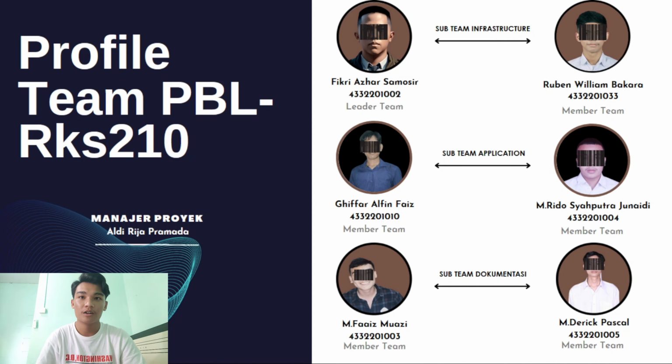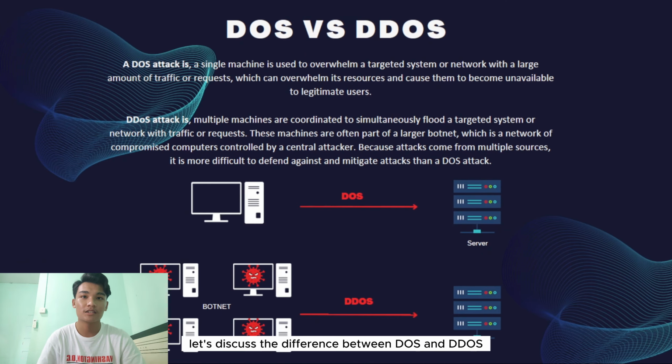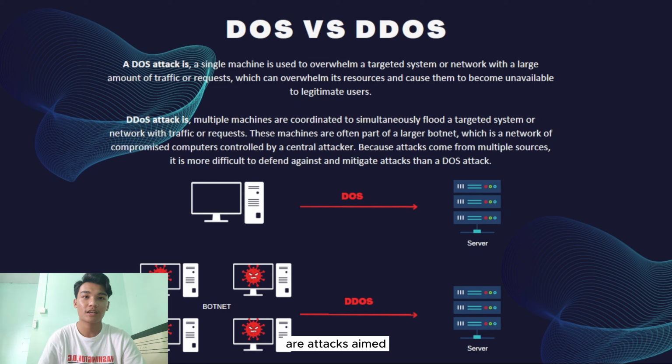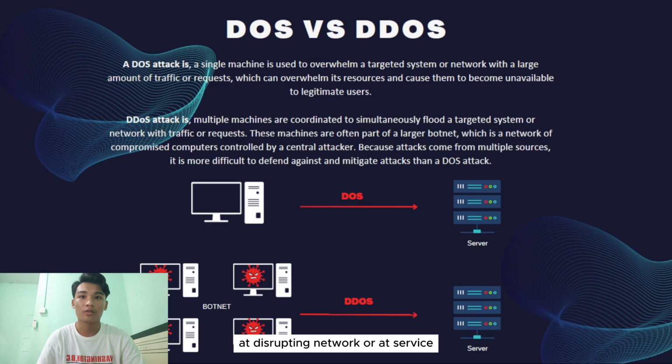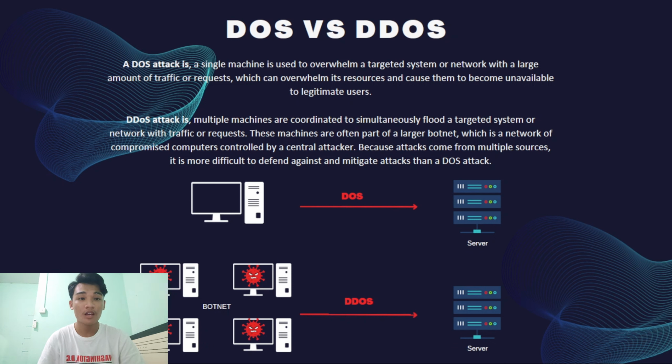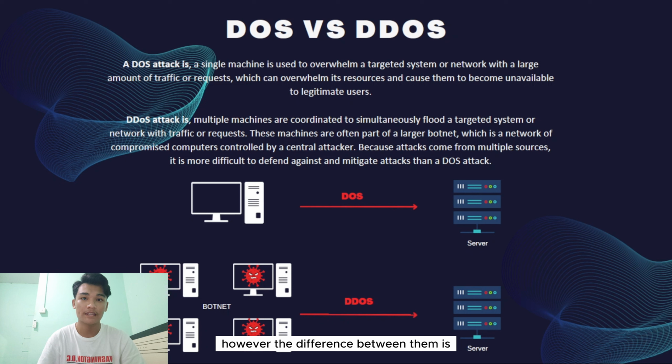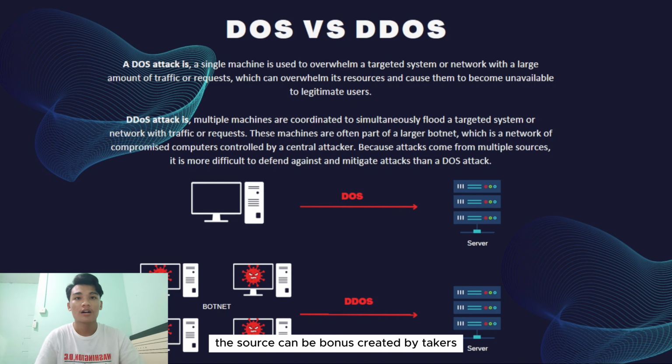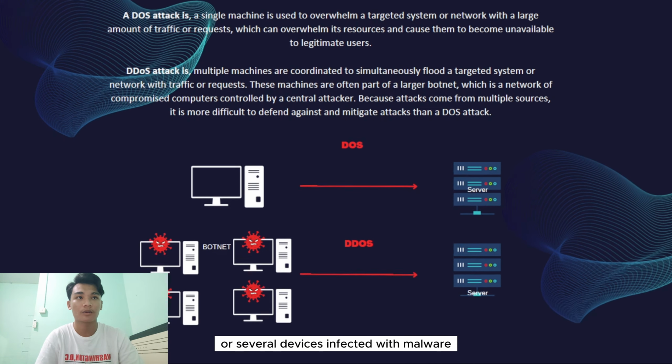project manager. Related to our project title, let's discuss the difference between DOS and DDoS. So, DOS or denial of service and DDoS or distributed denial of service are attacks aimed at disrupting network or web service by flooding the target system with excessive network traffic. However, the difference between them is that DOS attacks originate from a single source, while DDoS attacks are carried out from multiple sources. The source can be botnets created by attackers or several devices infected with malware.